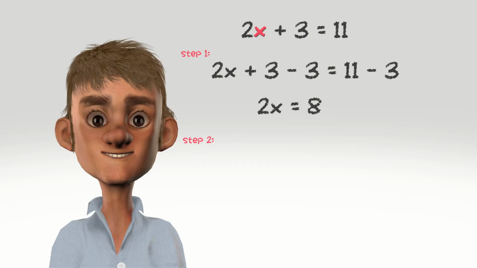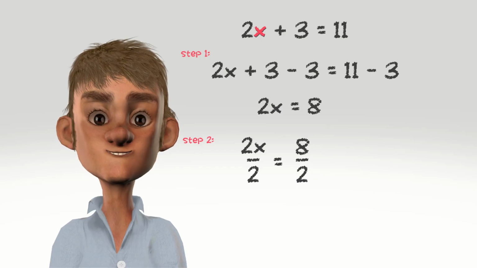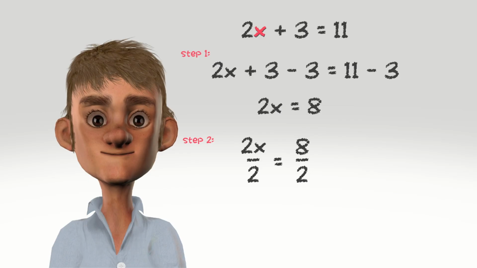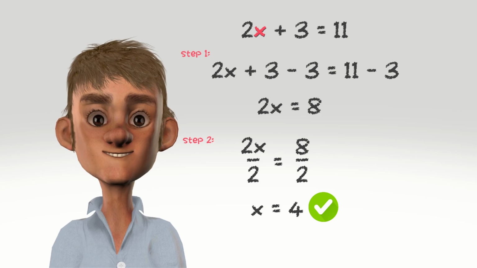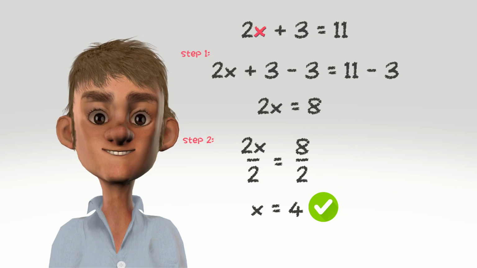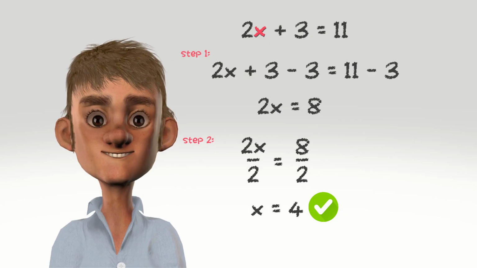Step 2. Divide both sides by 2. 2x divided by 2 equals 8 divided by 2. The answer is x = 4. And there you have it. The solution to 2x + 3 = 11 is x = 4. Easy, right?